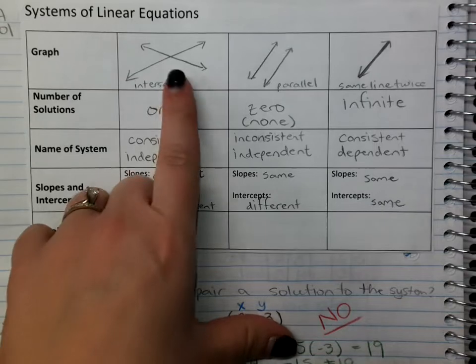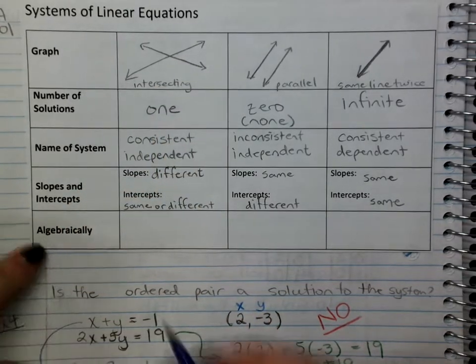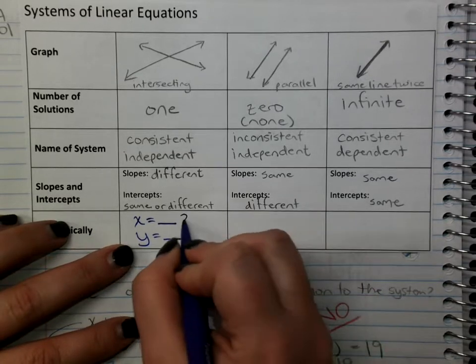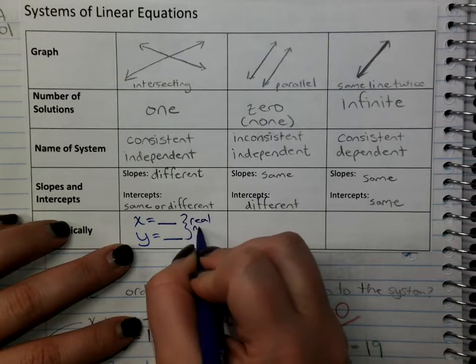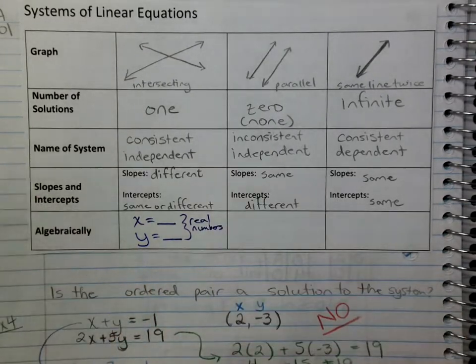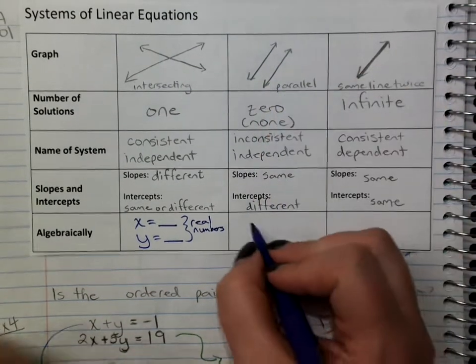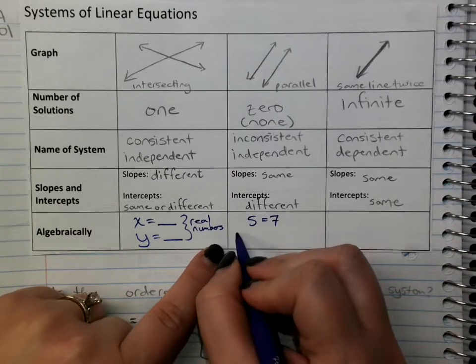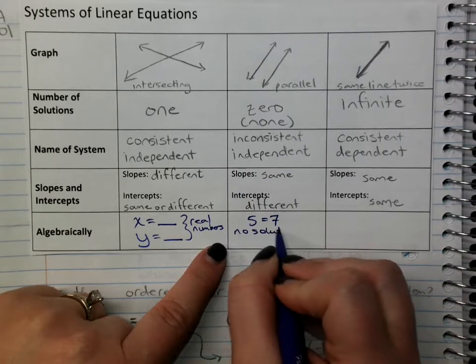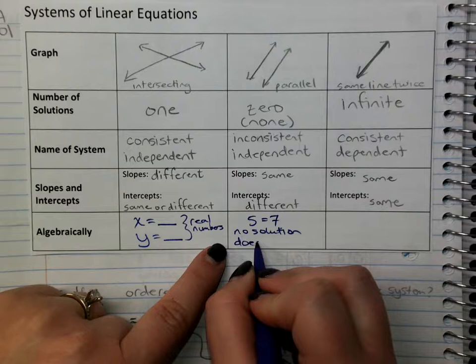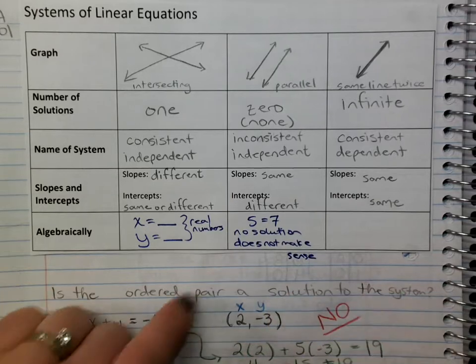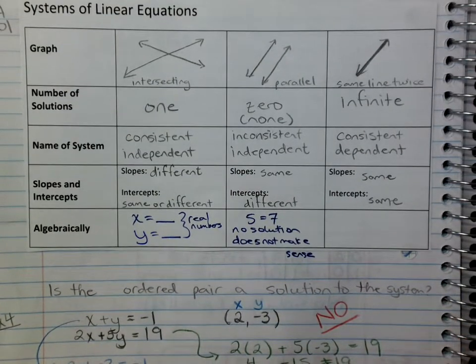So when you have intersecting lines, you have one unique solution. Algebraically, that means you get x equals something and y equals something. So you get real numbers. Positive, negative, they could be fractions, but we get some sort of real numbers. When you have parallel lines, that's when you get something that doesn't make sense. Like if you get 5 equals 7, that's when you have no solution, and it does not make sense. The variables disappear and you get something that doesn't make sense.